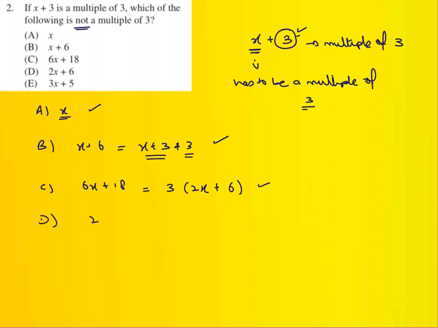D, we just said x is a multiple of 3. So 2x is also a multiple of 3. And adding a 6, this has to be a multiple of 3 as well. But the last one, that's 3x plus 5. Now we know that 3x is obviously a multiple of 3, but 5 is not a multiple of 3. So in this case, the sum is also not a multiple of 3. Hence the answer is E.